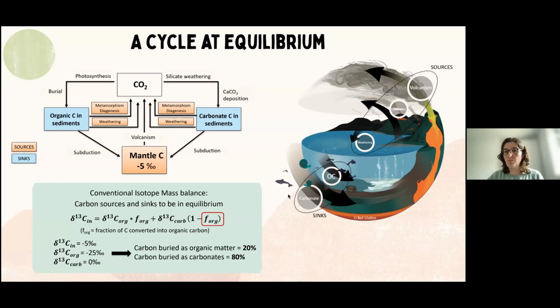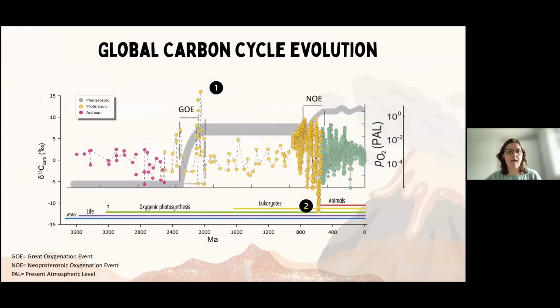But I have a question. What happens when sources are not equal to sinks? What happens when the system is not balanced, when this is not a closed system? So what we have is that we find perturbations in the carbon cycle. These perturbations, these variations in the carbon cycle, are also known as excursions. So if I refer to perturbations or excursions, I'm talking about the same thing.